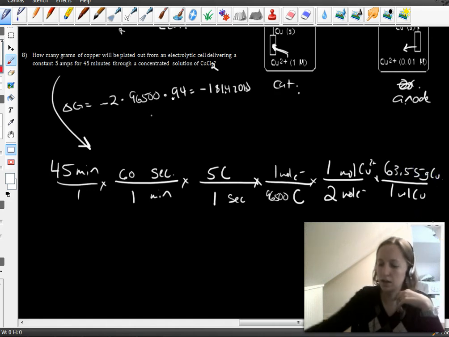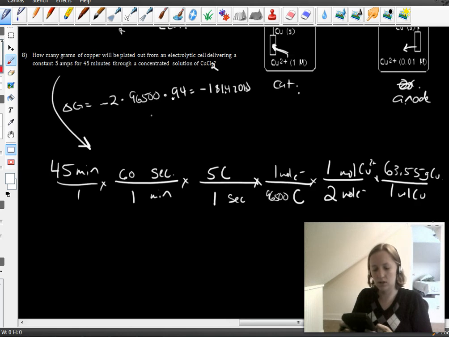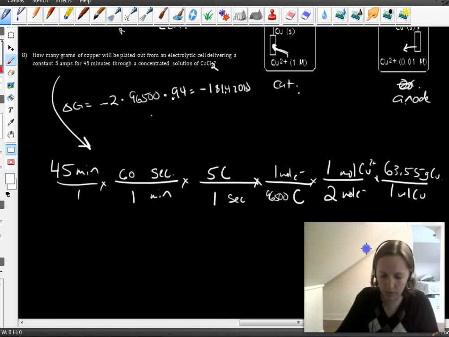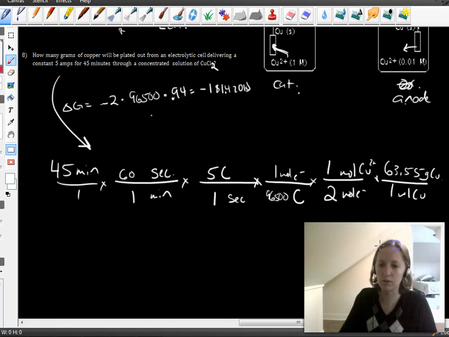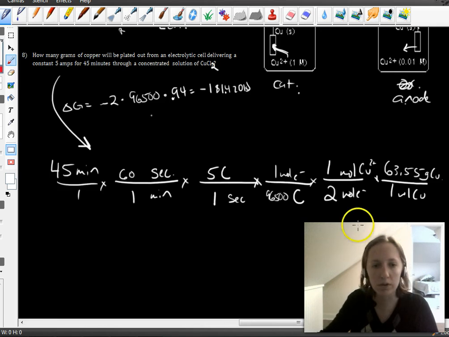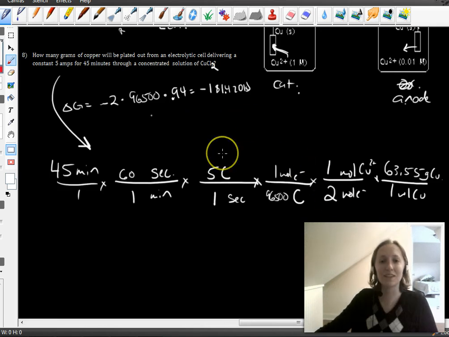All right, and I need to actually calculate this. So that's 45 times 60 times 5 divided by 96,500 divided by 2 times 63.55. That gives me 4 point, how many sig figs we got here? Ooh, just 1. 4 grams. No, not like a real exclamation point. 4 grams. Ta-da! 4.44 I got, but I've only given you 1 sig fig for the 5 amps. So there you are. That's that. Thanks, folks.